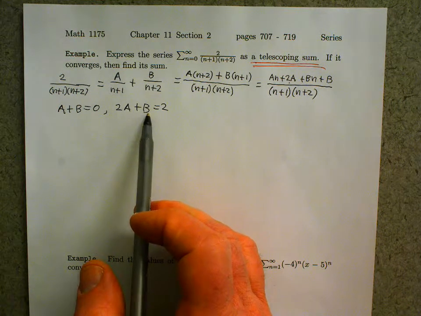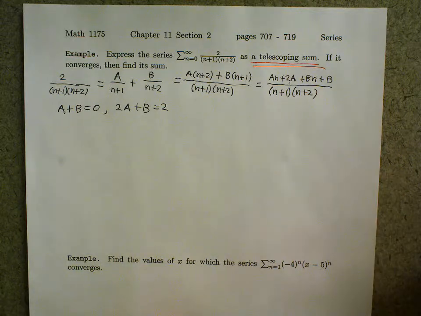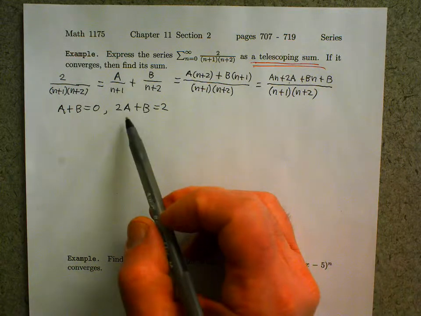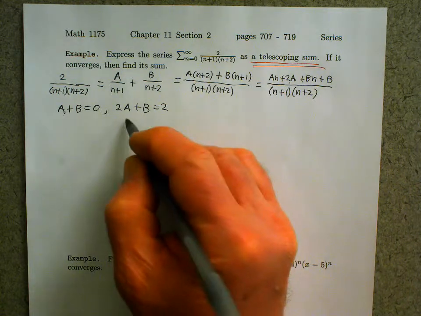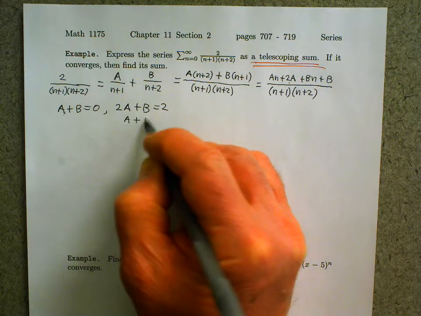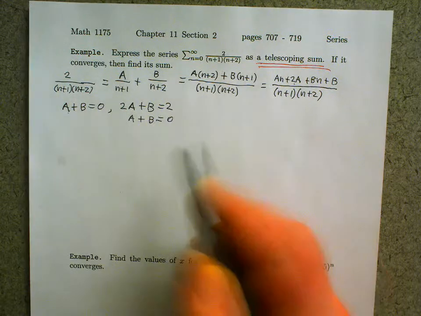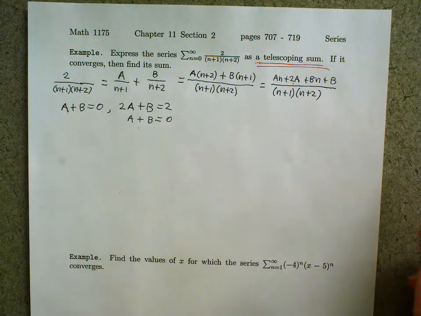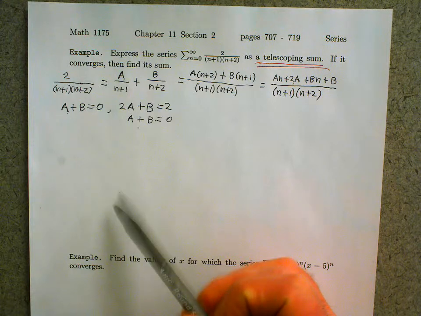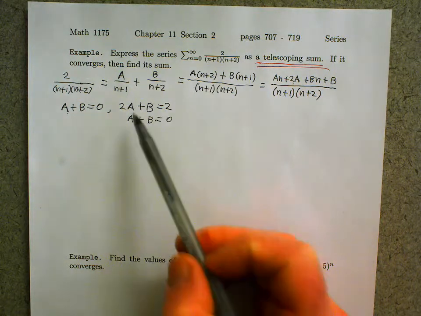Okay, so I guess I'll put this equation below this one. So a plus b equals 0. If we subtract the bottom equation from the top equation, we'll find the value of a.